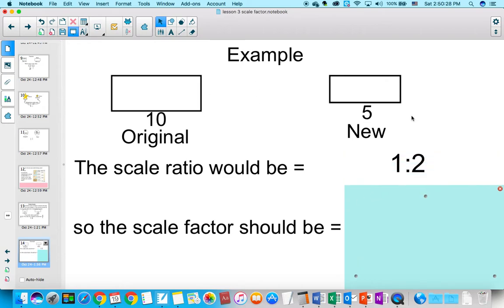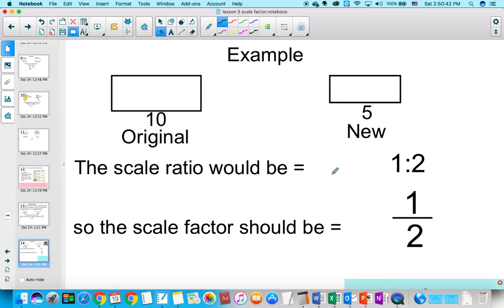It's a 1 to 2 ratio. So the scale factor would be 1/2. So you just divide the first number by the second number, or you could just turn it into a fraction, right? So you could also represent the scale factor as a decimal, right? As 0.5. You could also do that as well. And that would be just as valid.